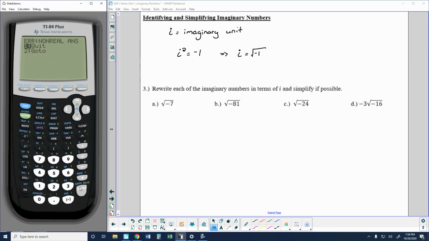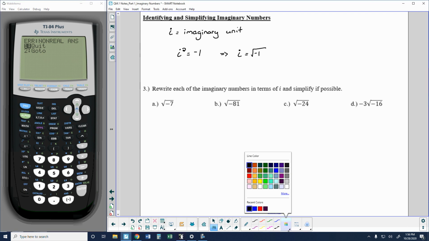Meaning that I can't simplify this expression using real numbers. But when I have a negative square root, now, based on what we just learned with imaginary units, we can simplify this expression. The way that we would simplify this expression is by essentially breaking apart the square root into the square root of -1 times the square root of 7. And the square root of -1 is just i.